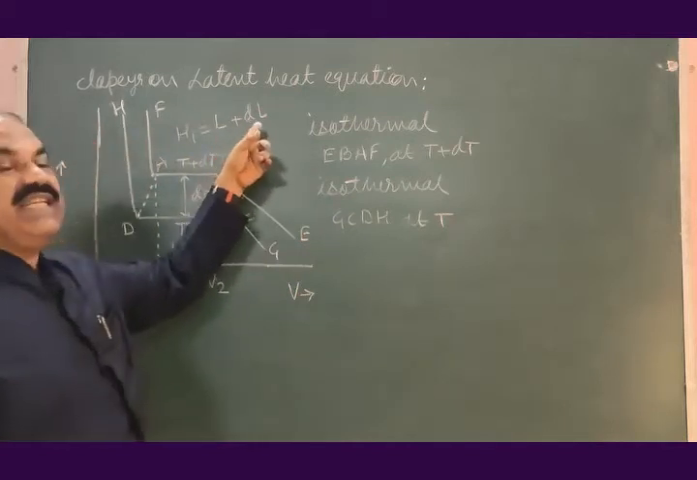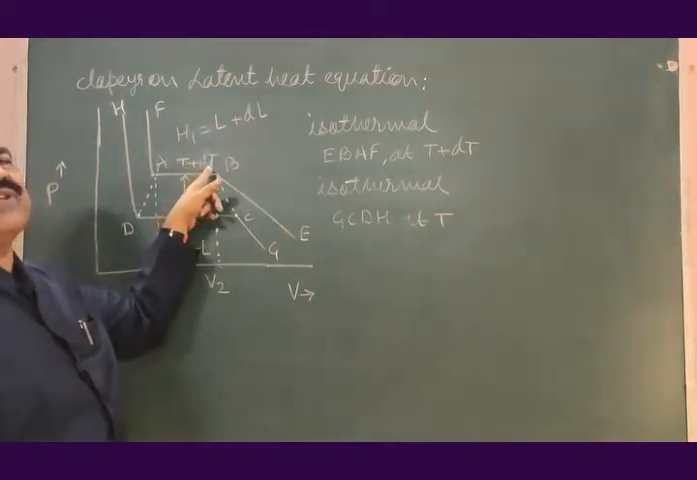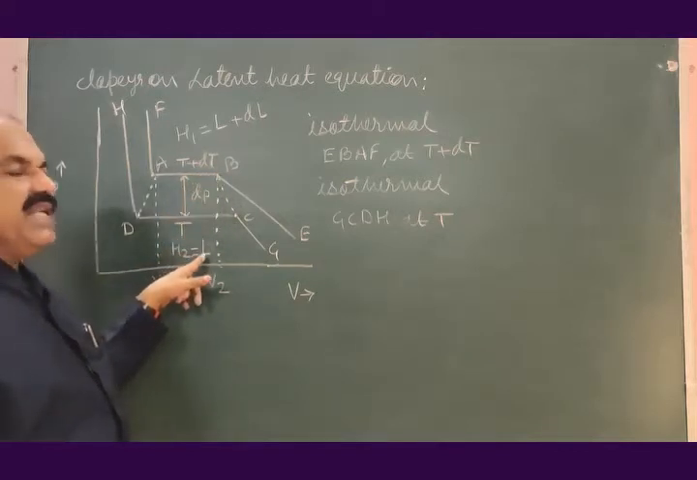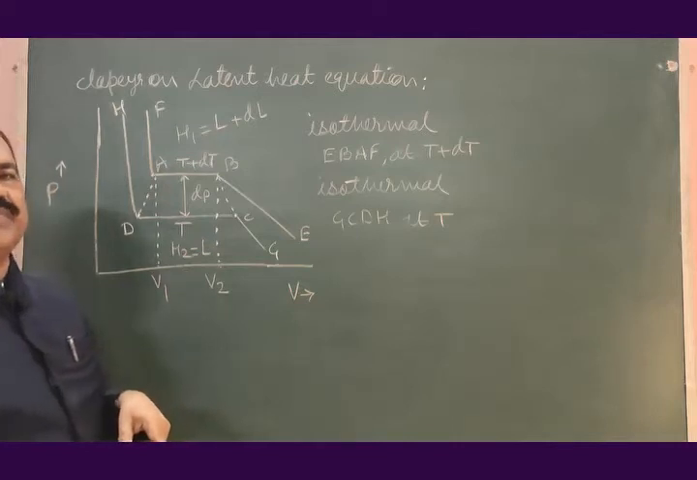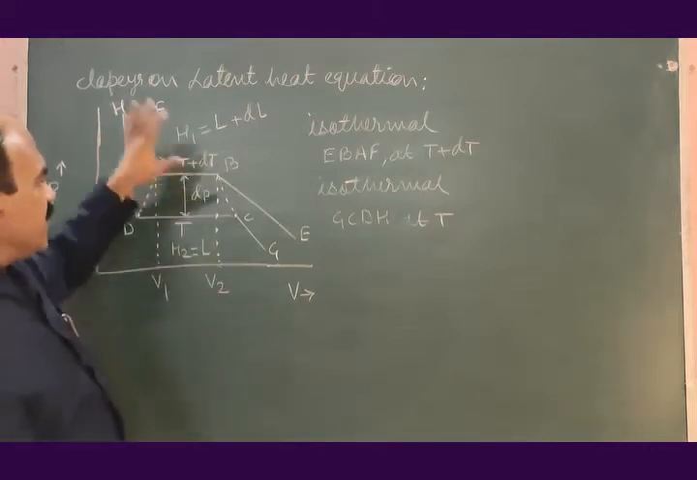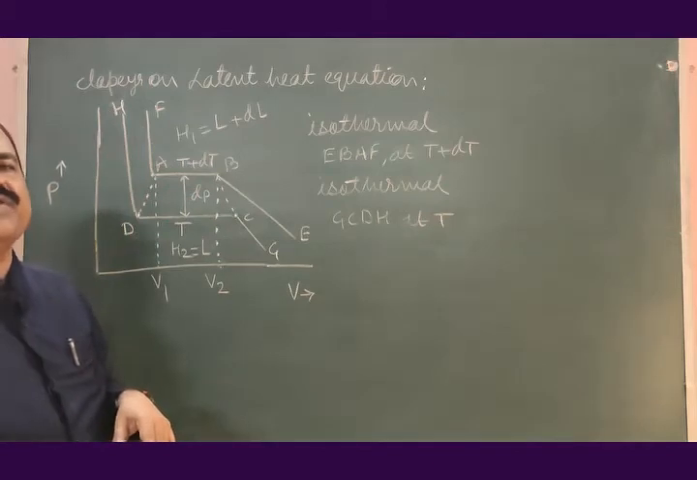So L plus DL is taken as latent heat corresponding to temperature T plus dt. L is taken as latent heat corresponding to temperature T. Let us apply the principle of Carnot's reversible process to the cycle A, B, C, D.